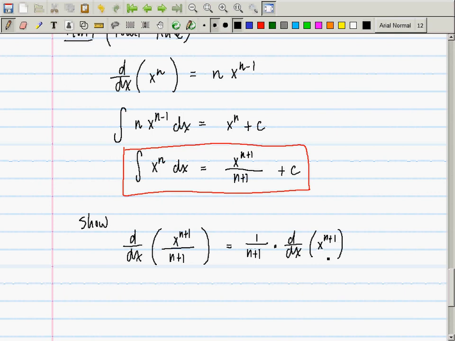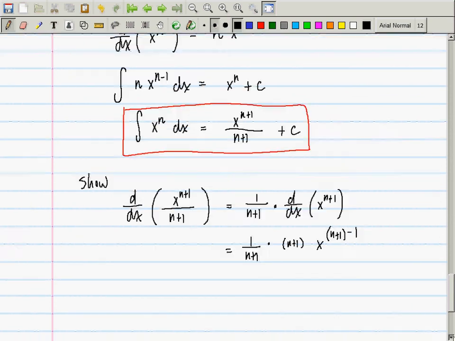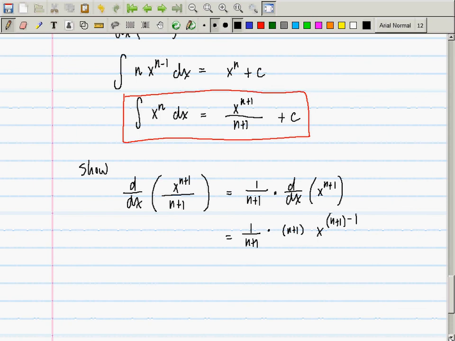Because that's just a constant, the n thing is. So this is 1 over n plus 1 multiplied by, now I use the power rule, n plus 1 multiplied by x to the n plus 1 minus 1. Now you can see the n plus 1 multiply and divide, it cancels. And n plus 1 minus 1 is n, so this is x to the n. So this is a legitimate formula.